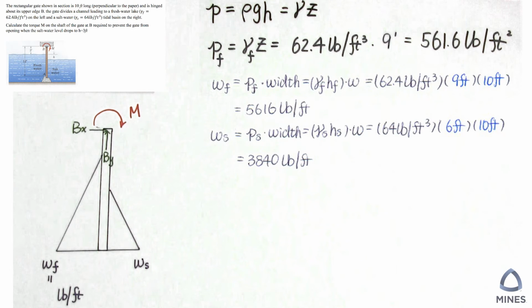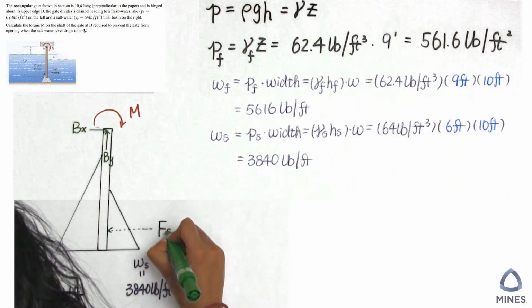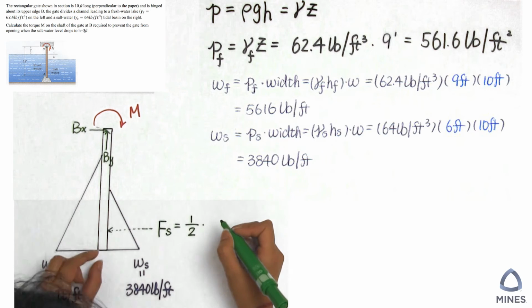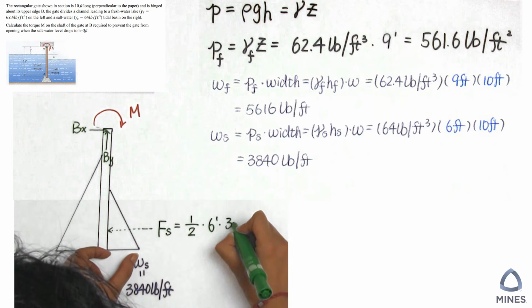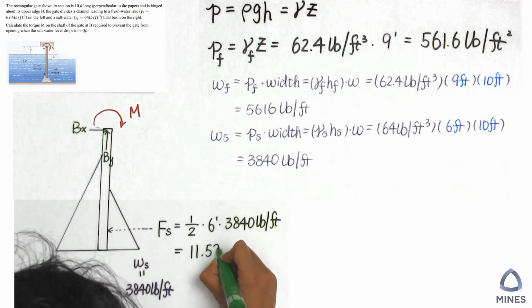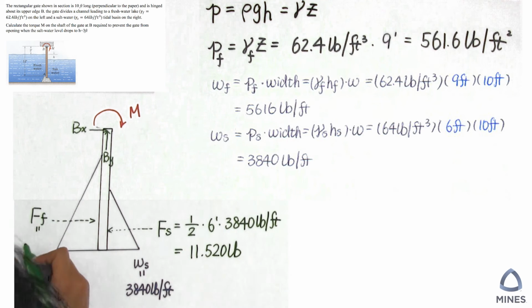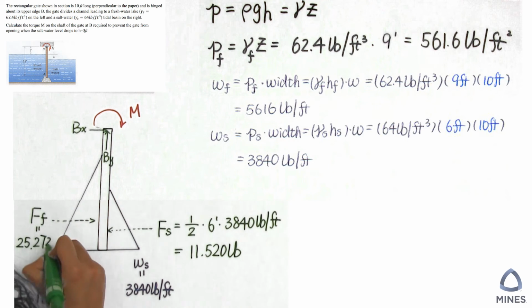So now what we have to do is simplify the load for this triangle distributed load so that we can sum moments around B. The load from the fresh water is going to be the area of this triangle, 1 over 2 times the base, which is 6 feet, times the height. We do the same thing on the other side to simplify the salt water.